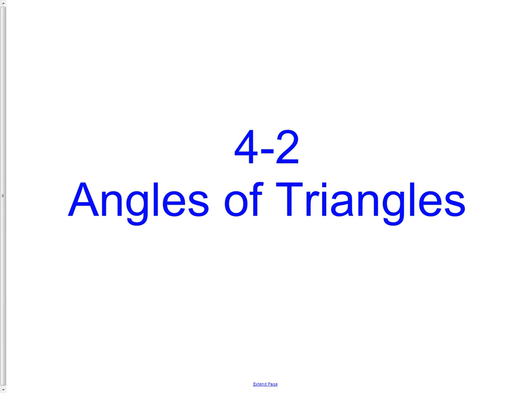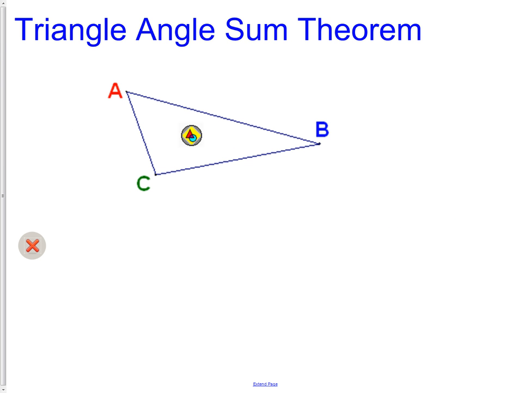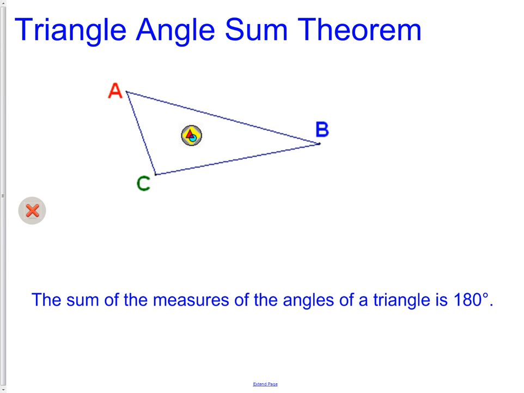Today we're going to be talking about angles of triangles. First off, the triangle angle sum theorem tells us that the sum of the measures of the angles of a triangle is 180 degrees. We're going to take a look at a little example to see why this is true.